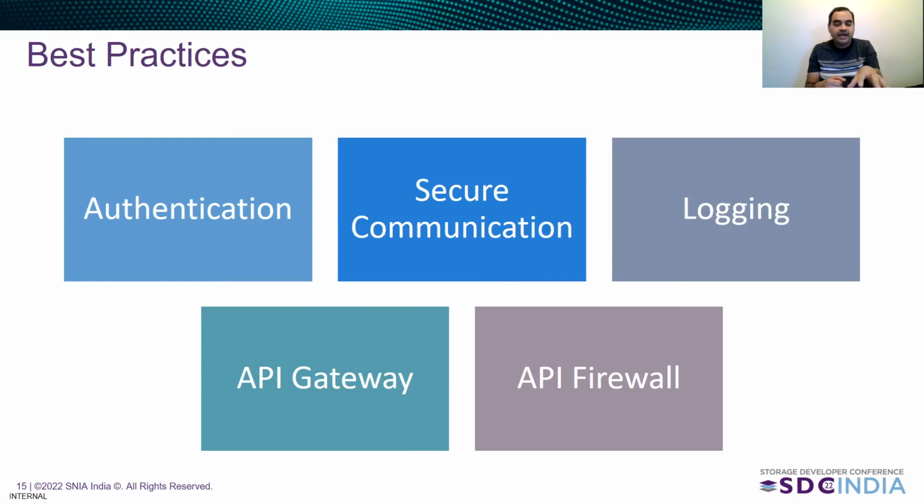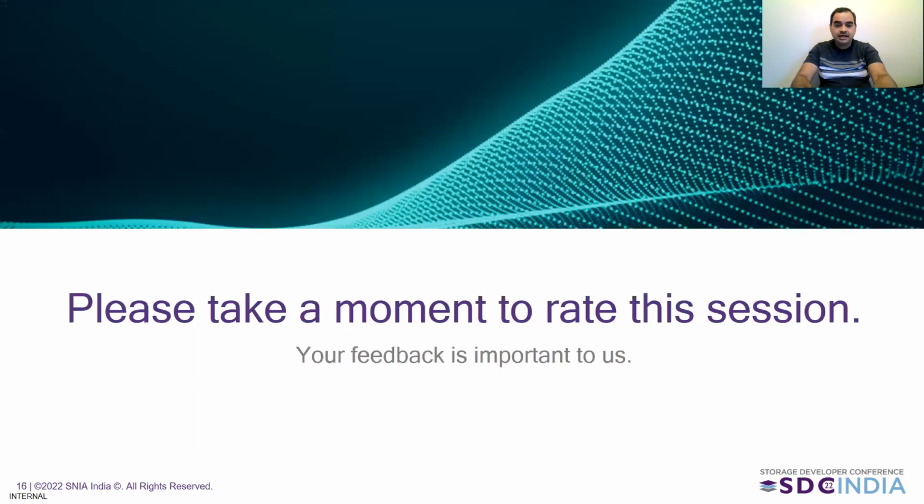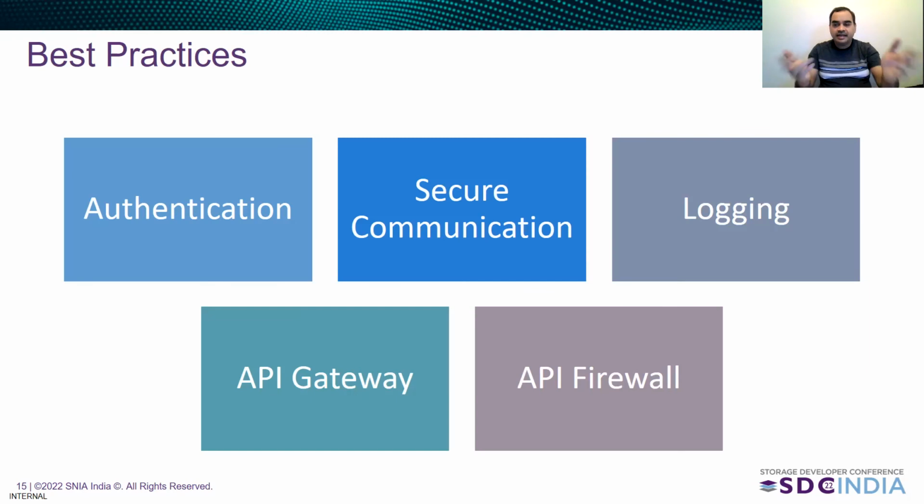I put the API gateway into the mix because it can be that one place where you do all of this. You do your logging, your authentication, your encryption. So an API gateway is something you should consider implementing for your API infrastructure, along with API firewalls, right? These are some of the best practices that I wanted to generally highlight that you can use to secure your APIs. And yeah, that's it.